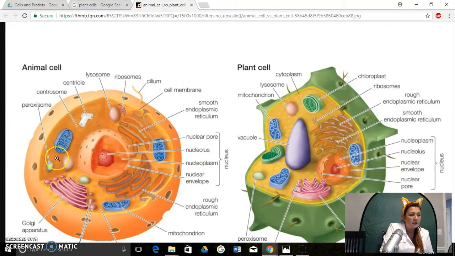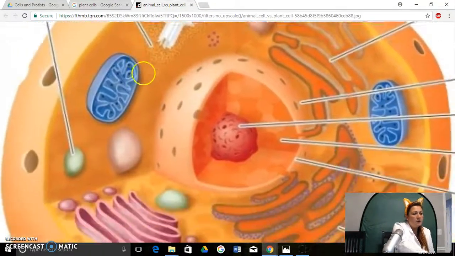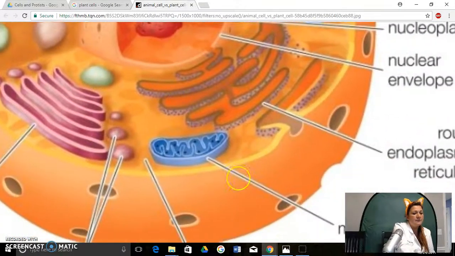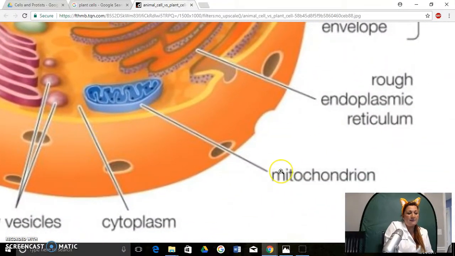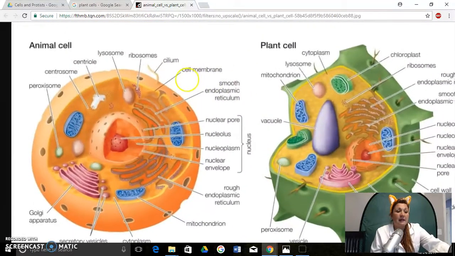So here's your mitochondria over here, these blue mitochondria. They're over here in the plant cell. We can zoom in on that mitochondria. Very cool. And mitochondria is spelled really odd. It's spelled mitochondrion, but it's mitochondria or mitochondrion. So far we've talked about animal and plant cells.